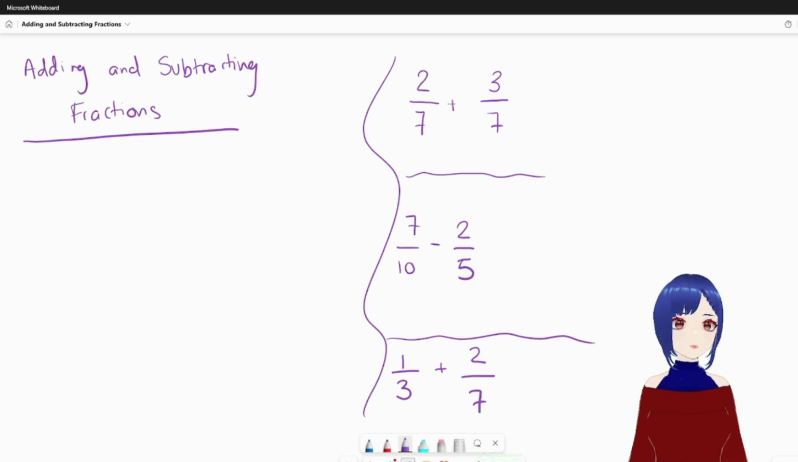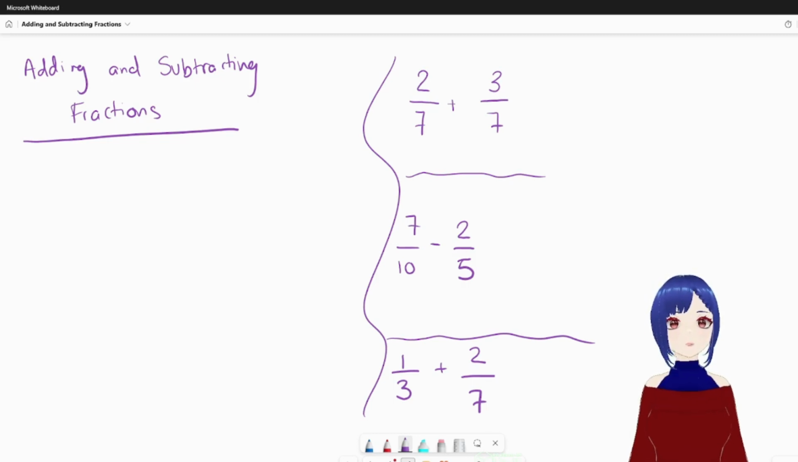Today we are going to do another fractions video, Fractions Made Easy. This one is going to be about adding and subtracting fractions. I'm going to talk a little bit about why the fractions need to be the same, and then also just do some examples.